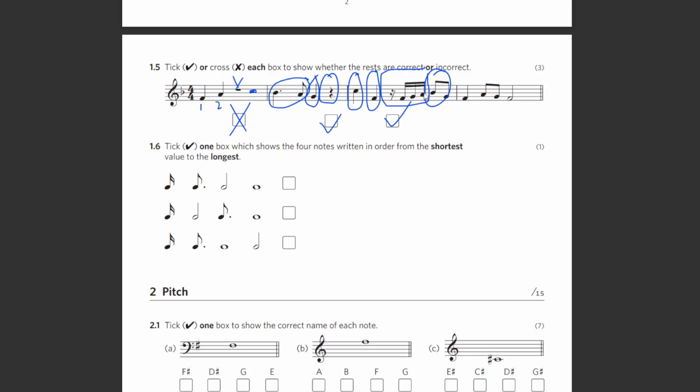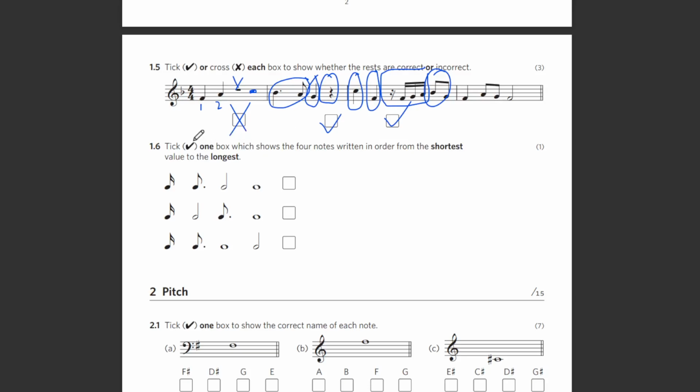Because we have 3 semiquavers, we need 1 more semiquaver in order to make a crotchet beat. So yes, it is a semiquaver rest. So this is right. Okay, so we have done with 1.5. Now let's move on to 1.6.